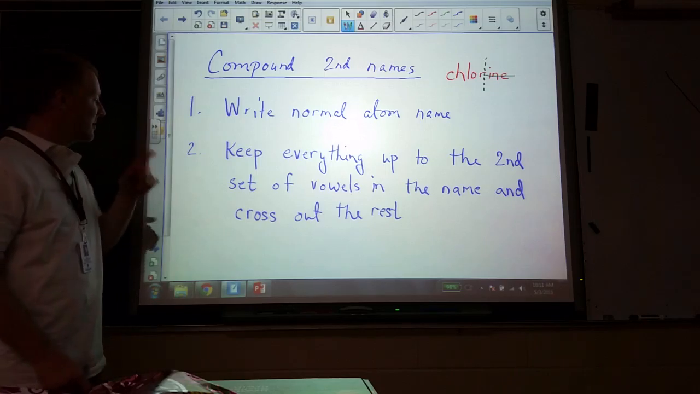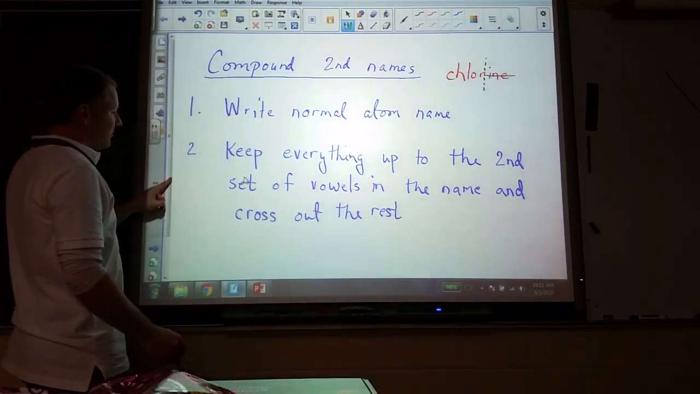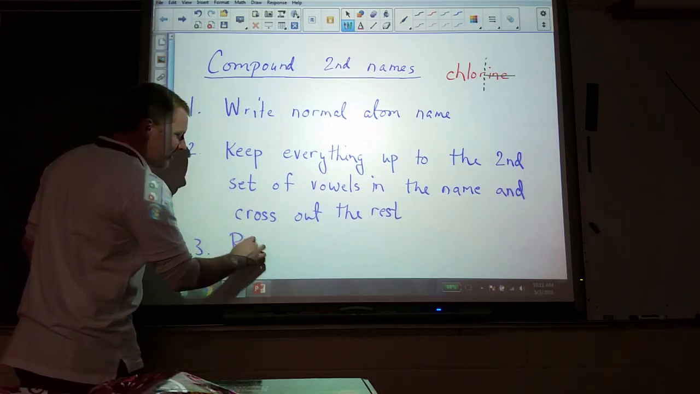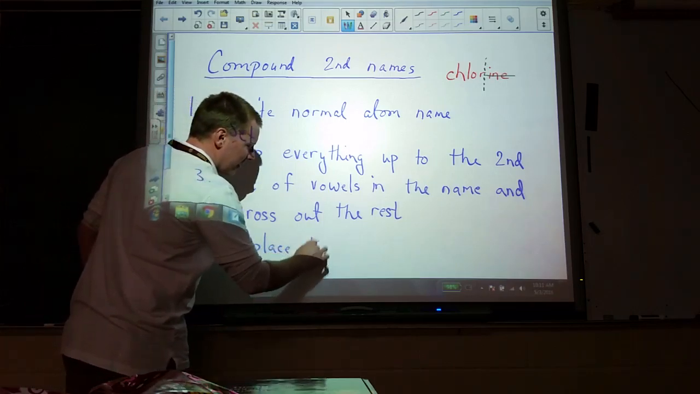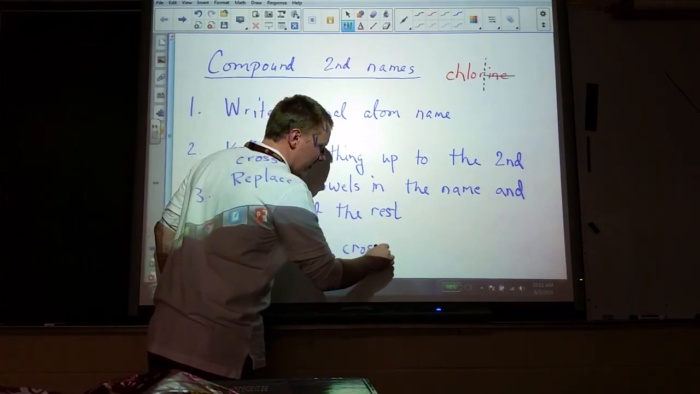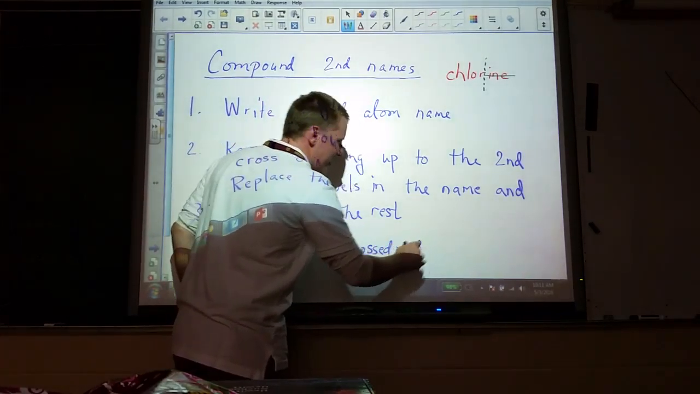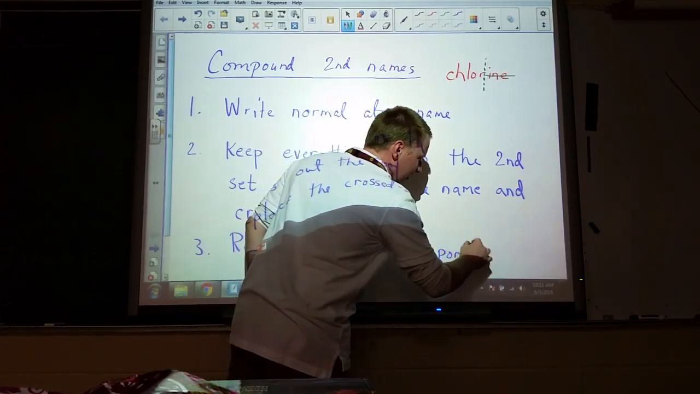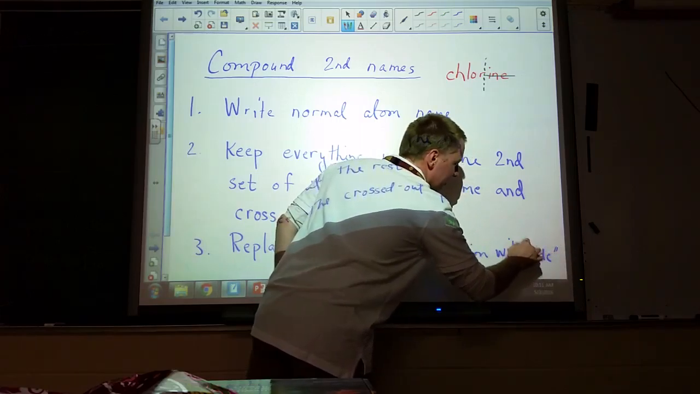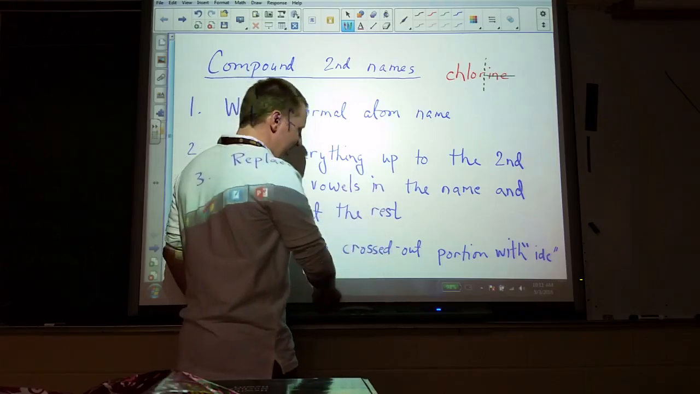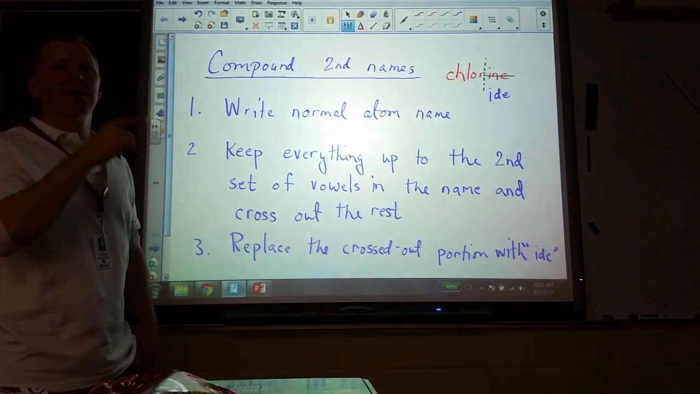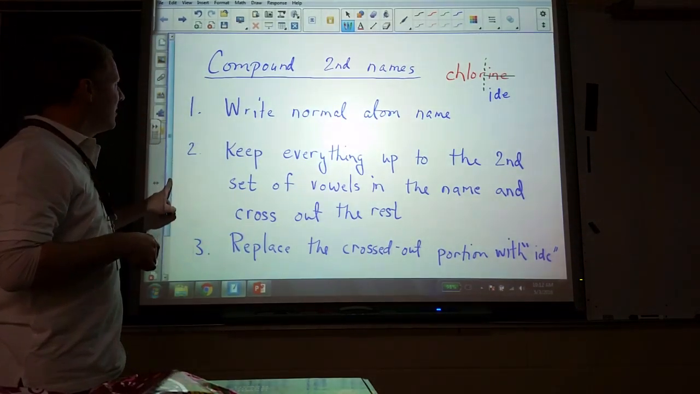We'll do fluorine just to practice this. This is kind of confusing, to be honest. That's why we've got to practice. Replace the crossed out portion with IDE. So instead of the I and E, we get IDE. Fluoride, right? So chlorine becomes chloride. Kind of fancy.